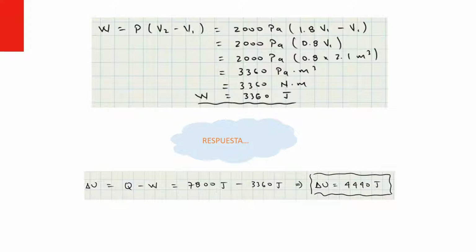Once I have this information, I apply the formula of the variation of the internal energy, that is the heat minus the work. The heat is already given to me, 7,800 joules, and the work is what I have found, 3,360 joules. I find that the variation of internal energy is equal to 4,440 joules.